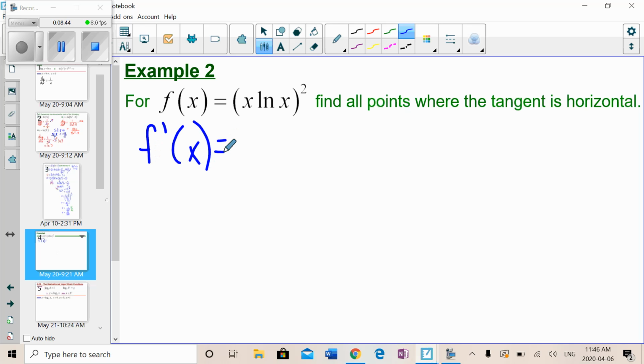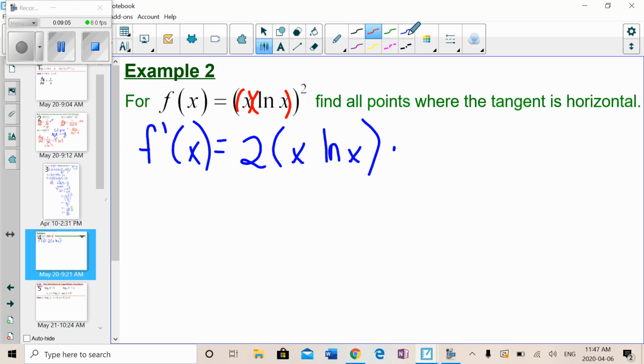So you're going to derive the whole thing first. That's easy. You're going to bring the 2 down and reduce the exponent by 1, right? So it's going to be 2x ln x to the 1. But then, of course, you have to derive the inside. And the inside is actually a product rule, right? Because it's an x times a ln x in there.